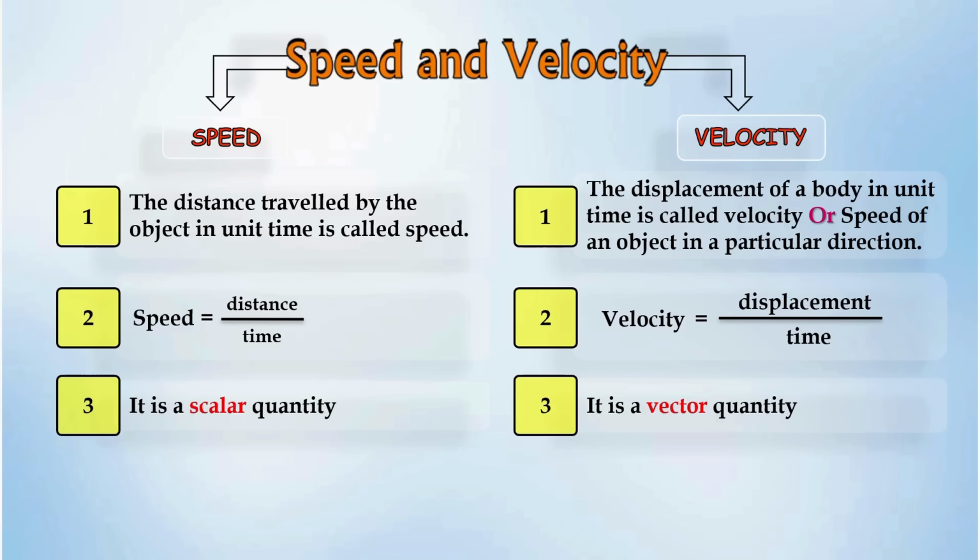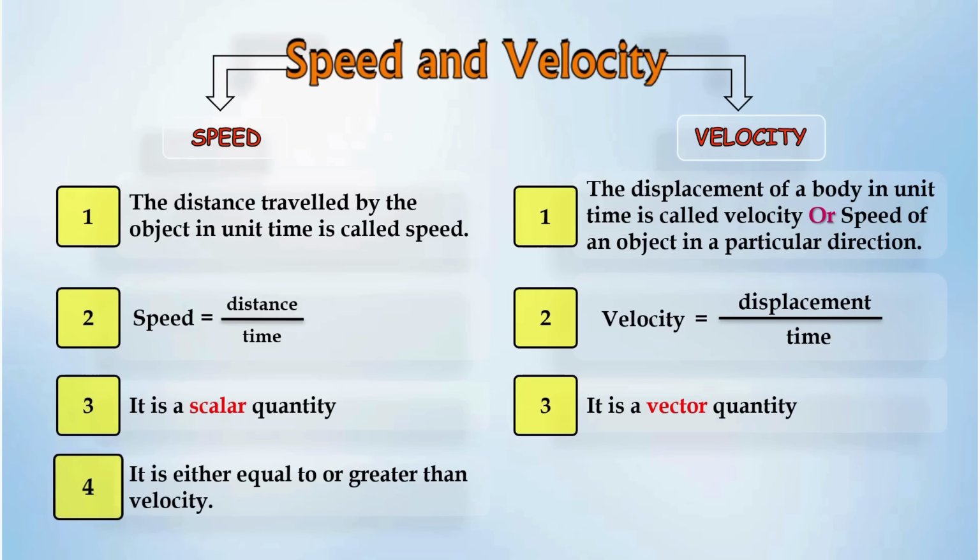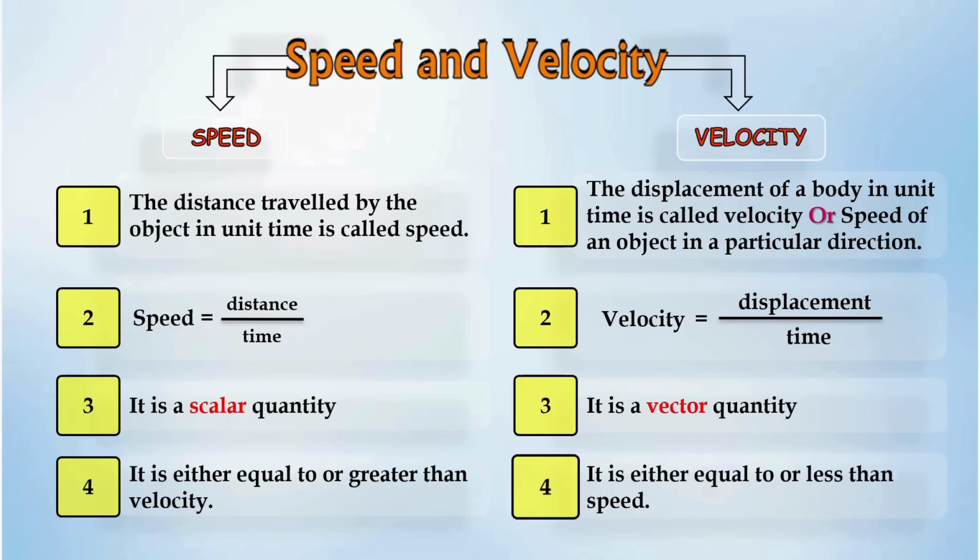Another important point to remember is the relation between speed and velocity. The value of speed is always equal to or greater than velocity, whereas the value of velocity is always equal to or less than speed. So, to summarize, speed depends only on distance and time, while velocity depends on displacement, time, and direction.